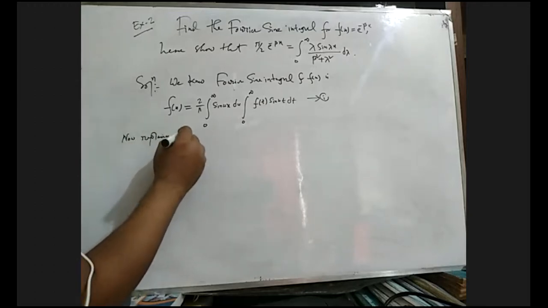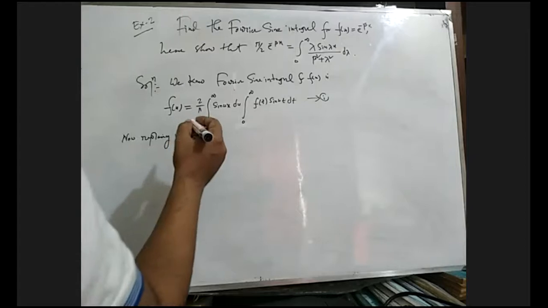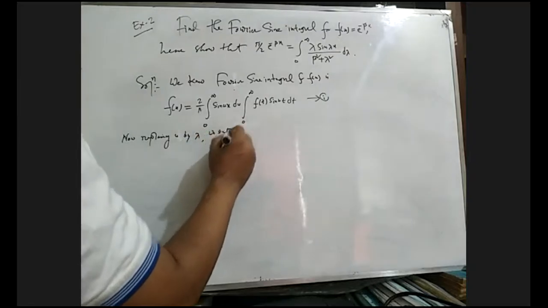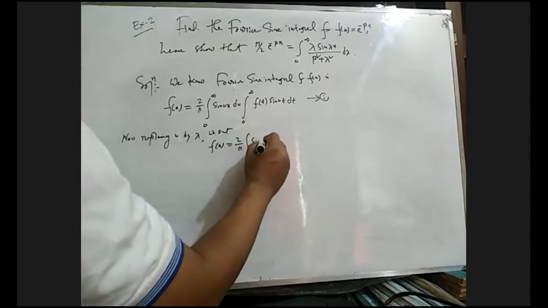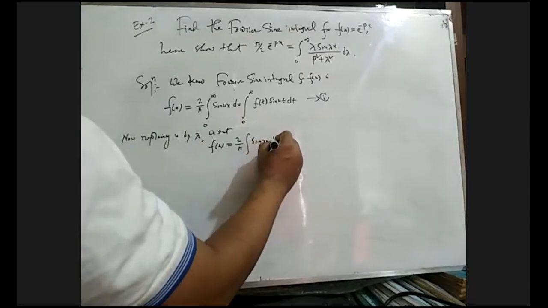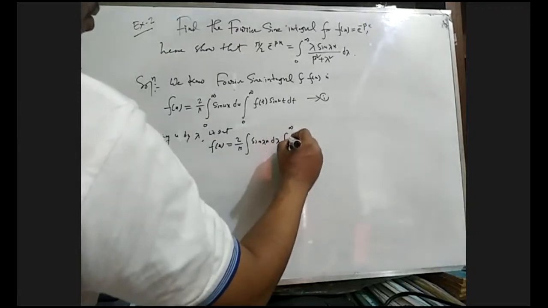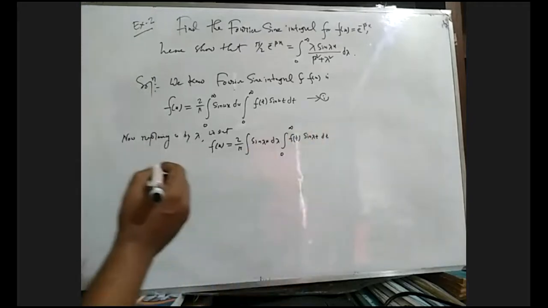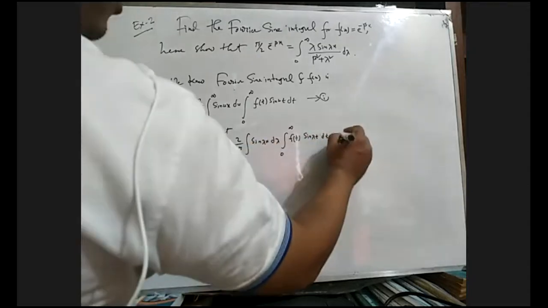Replacing u by lambda, we get f of x equals 2 by pi, integral from 0 to infinity sine lambda x d lambda, integral from 0 to infinity f of t sine lambda t dt. This is equation number 2.